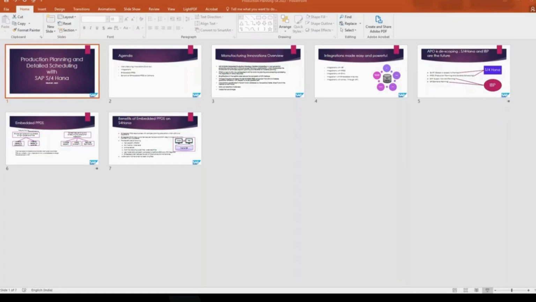So in order to maximize the customer base, SAP needed a pathway to reduce its cost, and that was the intention behind bringing PPDS back from APO to S4HANA. And the secondary reason was APO used to have a concept called live cache.